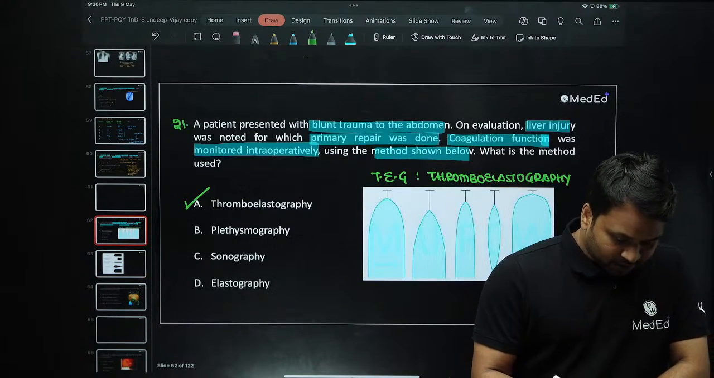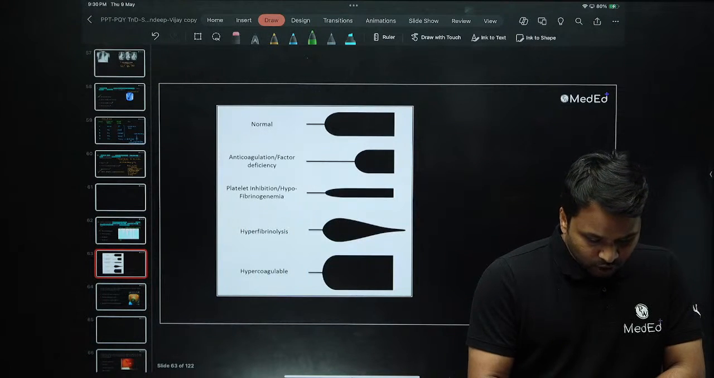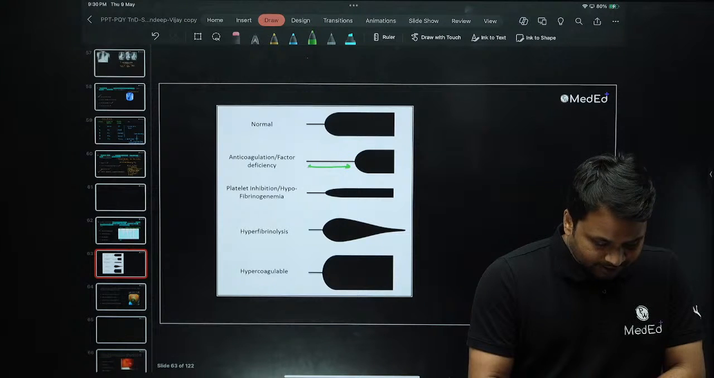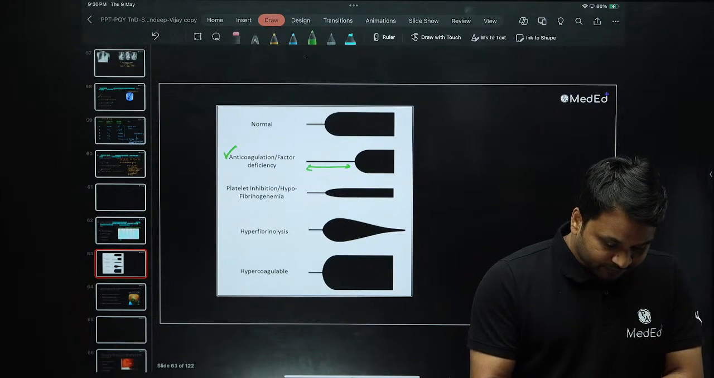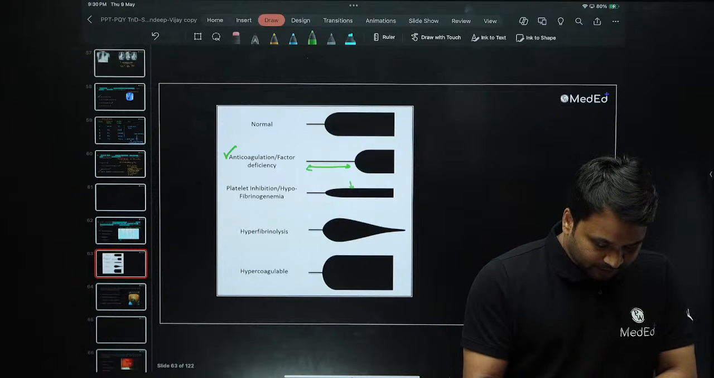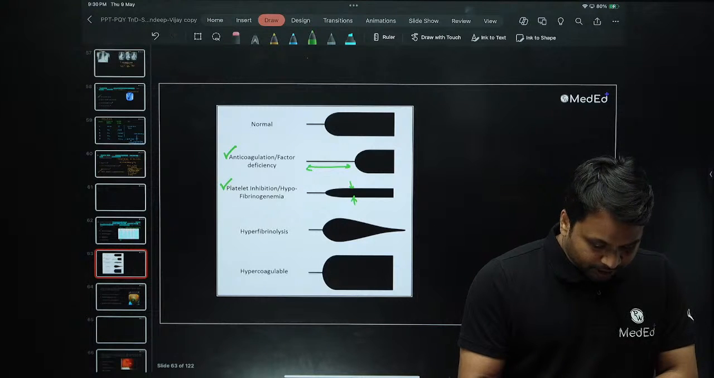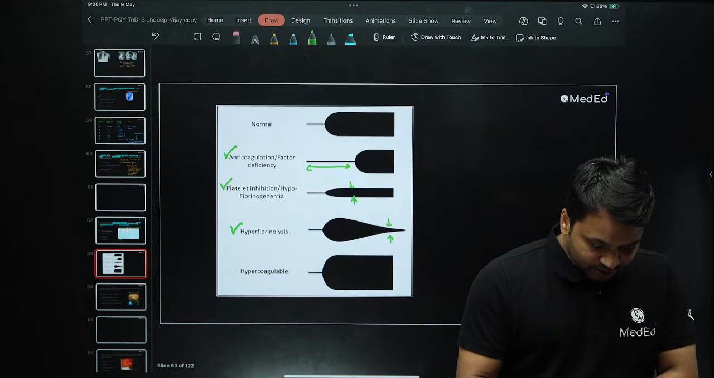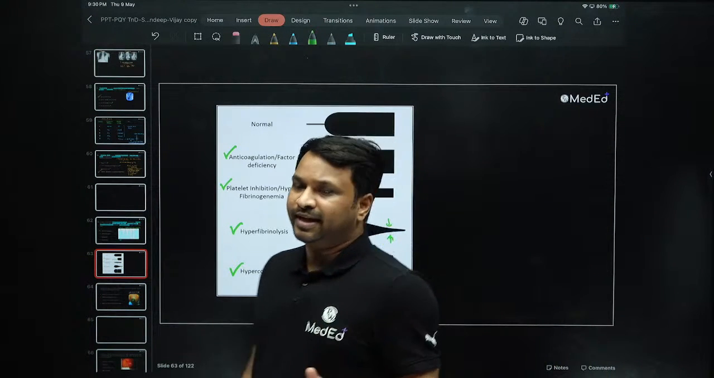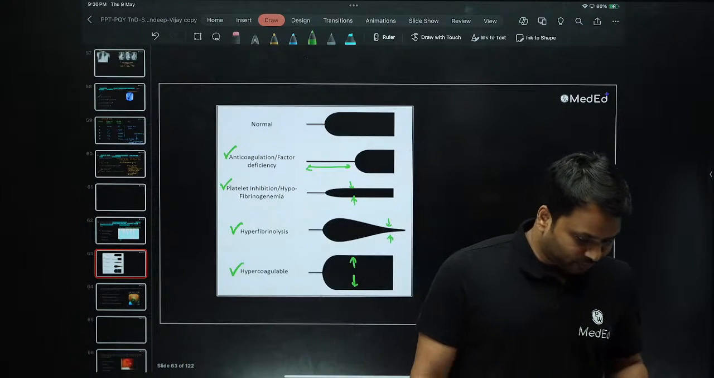If you have a bell curve, which is here, this is normal. If you have a long stem and a bell at the end, then that means there's an anticoagulation factor deficiency. If the bell is becoming narrower, thinner, then it is a platelet inhibitory problem. If it is pear shaped, getting narrowed here, it is hyperfibrinolysis. And if it widens up, it is a hypercoagulable state. TEG is important. Interpretation of TEG is also important. In quick succession, this is the graph to be remembered.